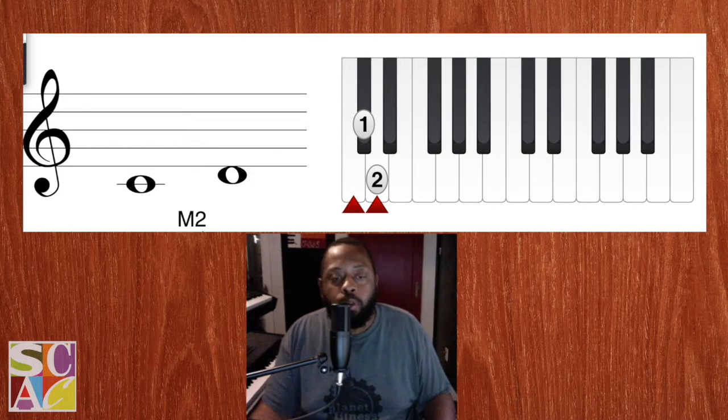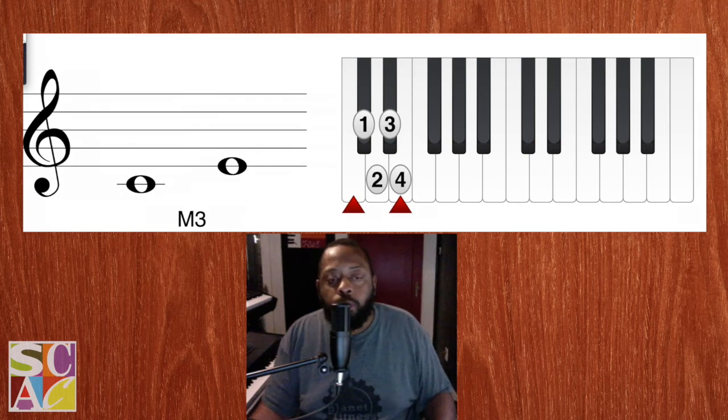Why is it called a major second? Let's go back to the definition of a specific interval. They are measured both on the staff and in half steps. So let's go to the keyboard. From C to C sharp is one half step, and from C sharp to D is another half step. So from C to D is called a major second.